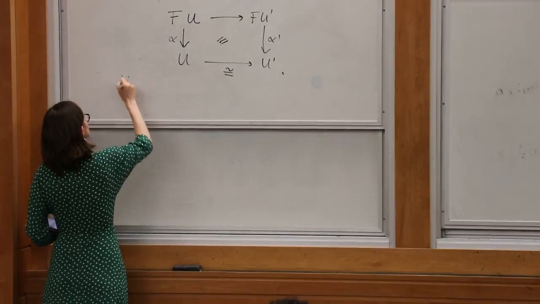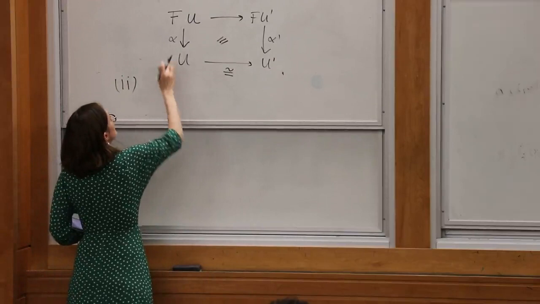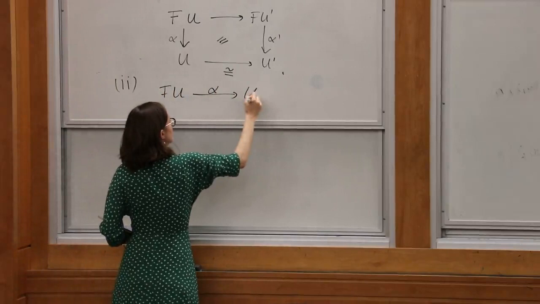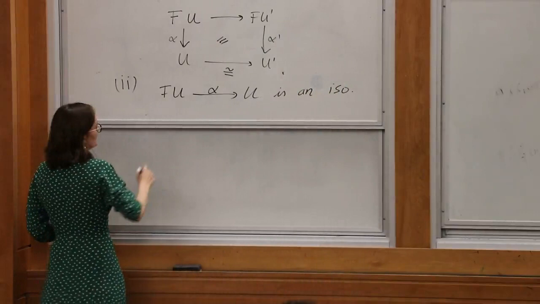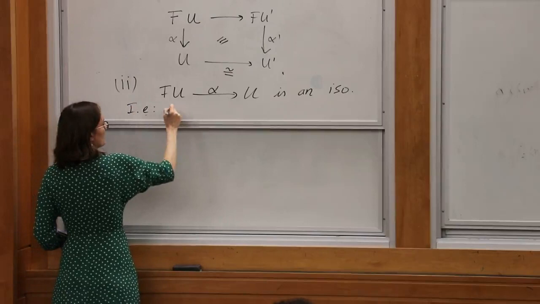And two, the alpha is an iso as well, meaning that you have an inverse. You have an inverse from U to F of U.